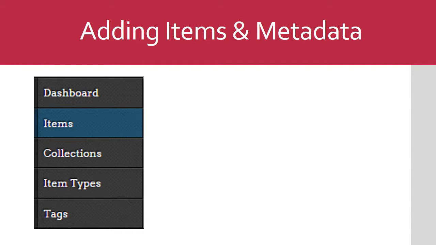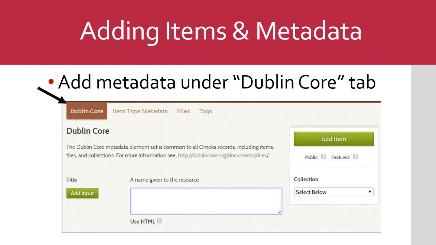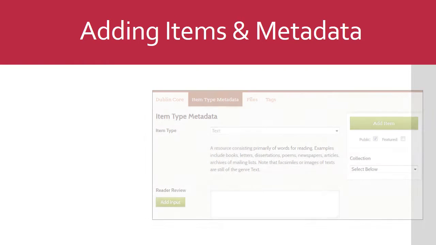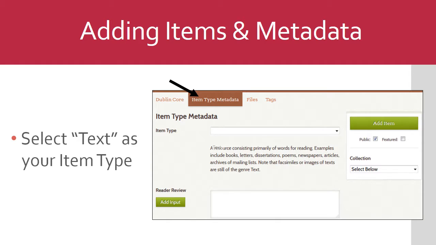Now you're ready to add some items to your Omeka site. Think of this as selecting and gathering the books for your display. From the toolbar, select Items, then Add an Item. In the Dublin Core tab, enter metadata for any fields that are required in your assignment or that contribute useful information to your display. If you want to enter multiple pieces of metadata in a single field, use the Add Input button. In the Item Type Metadata tab, make sure that you have selected text as your item type.